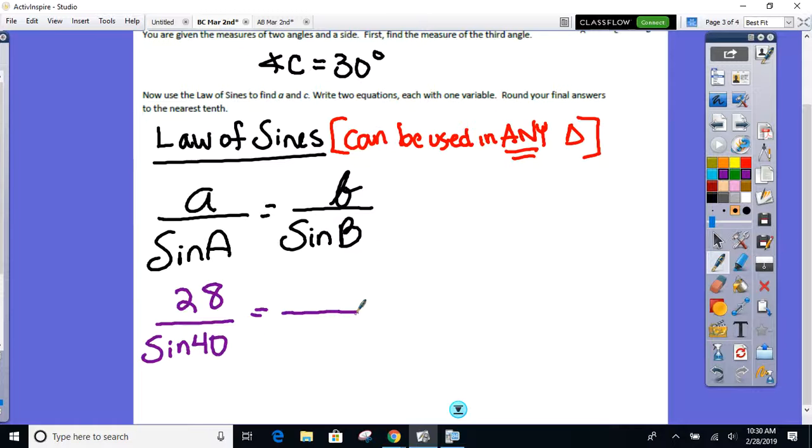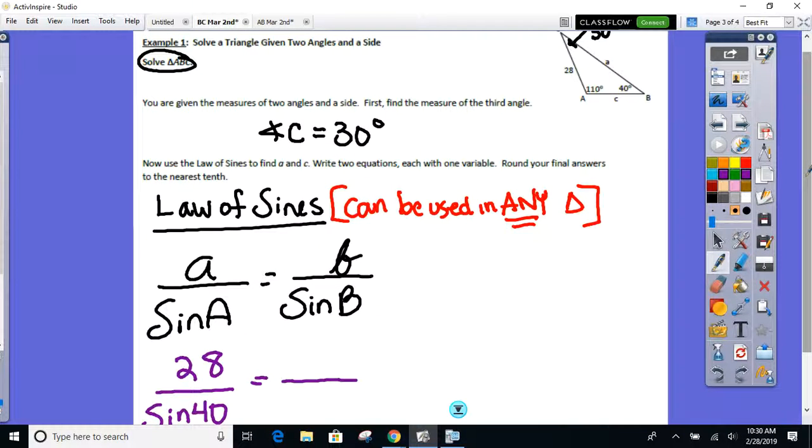Now we have a class decision to make because there are two missing sides. Give me a side. So we'll put a over the sine of, what's across from it? 110.